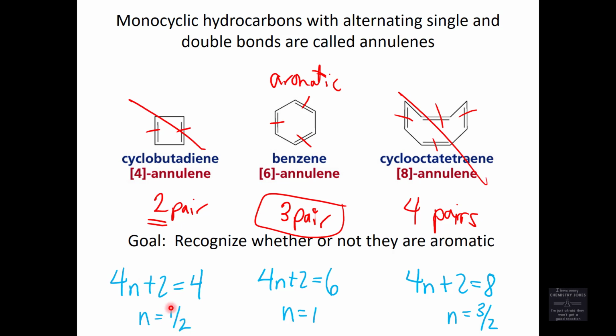Because this is not an integer, and this is not an integer, it's further support to say the first one and the last one are not aromatic. The middle one is an integer, therefore benzene is aromatic. Yep. There's a lot of evidence to put together to say benzene is aromatic.